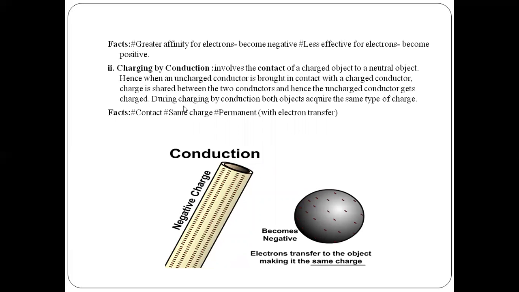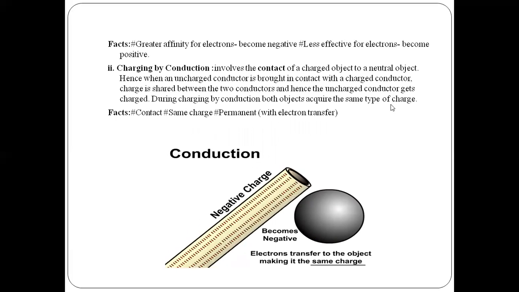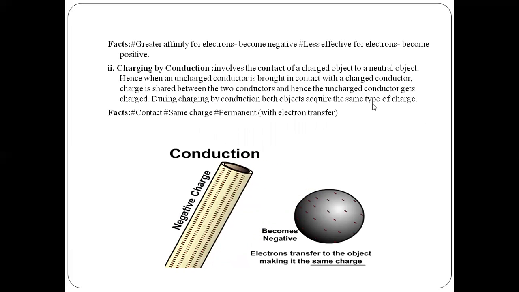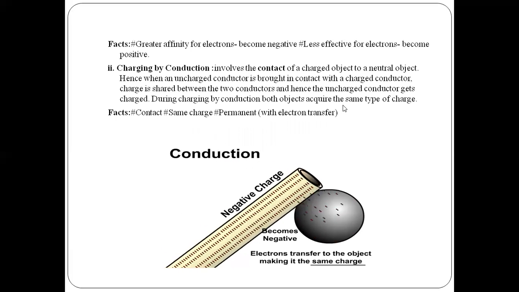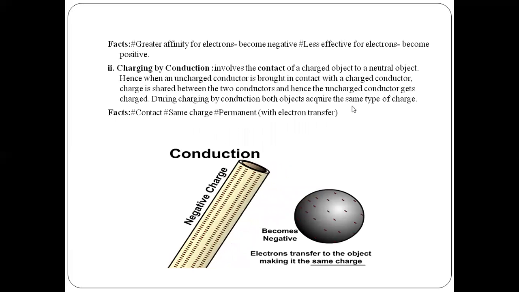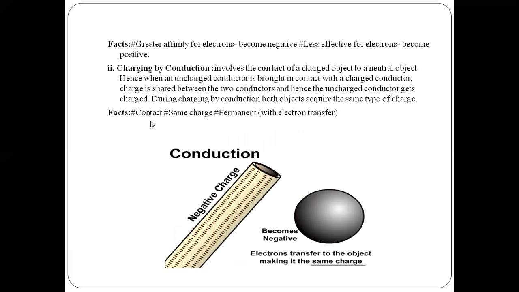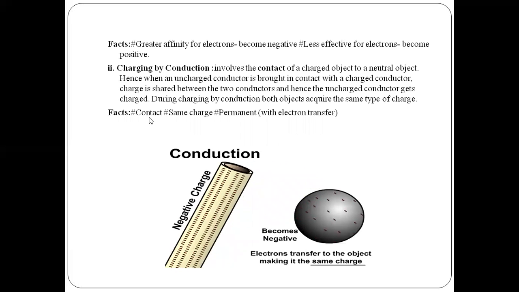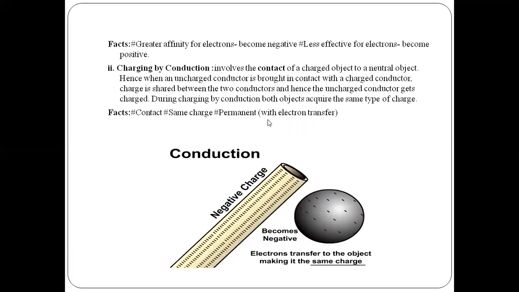During charging by conduction, both the objects acquire the same type of charge. Very important. That is the main difference between the previous process and this one. There we find two different types of charges, but here both the bodies acquire the same type of charge. Facts to be known: it is due to contact. Both acquire the same charge and it is a permanent one.